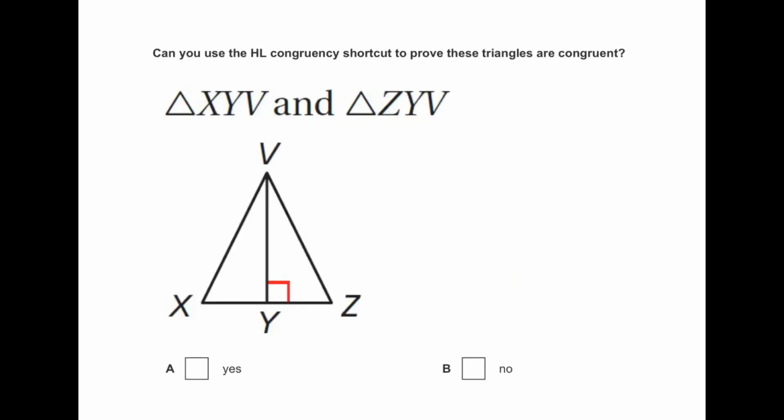Could you use the hypotenuse leg congruency shortcut? Well, all we know is that there's two right angles and that VY is equal to itself. We don't know the lengths of the legs or the hypotenuse other than VY. So though it looks congruent, we don't know enough information to know for certain.